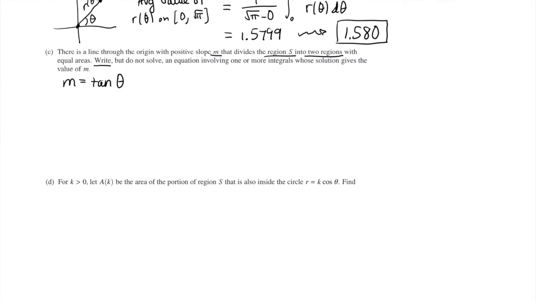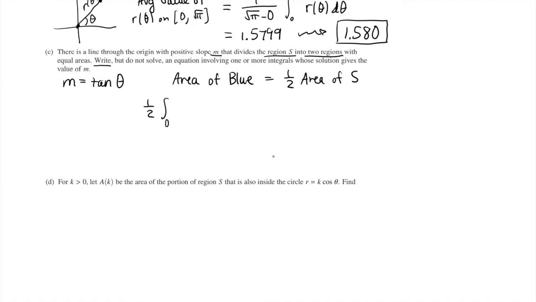But I think probably they prefer the first one, that the area of the blue is 1/2 of the total area. So again, we're just using our area equation, and what I'm setting up here is saying the area of blue equals 1/2 the area of S. So the area of the blue should be given itself by 1/2 the integral between its two angles. We know we're going to start at 0.